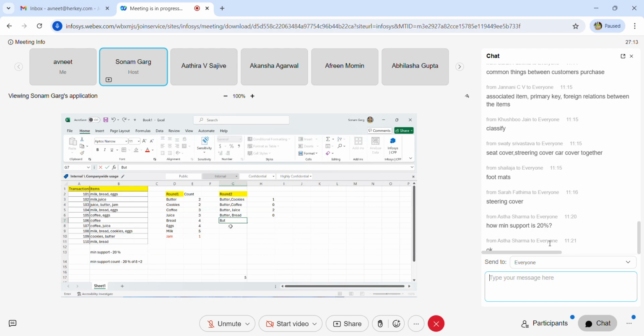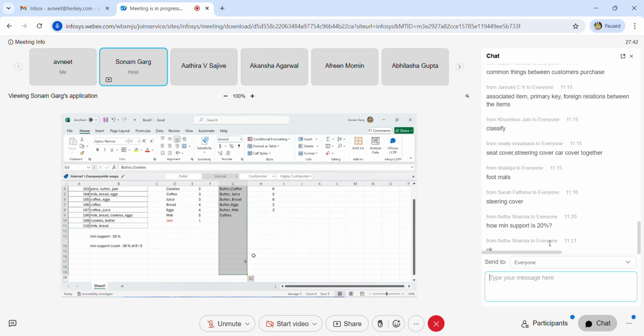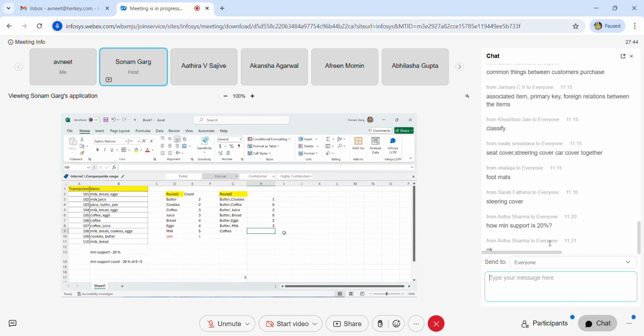Butter will come along with eggs now, and then with milk finally. Let's say butter with eggs is 2, and butter with milk, let's take 3. Now again this process will start. I'll start now with cookies, combining cookies with the remaining items. Then I'll take juice, combine it with the remaining, and so on. So this list will keep on growing, and you find the count of it.